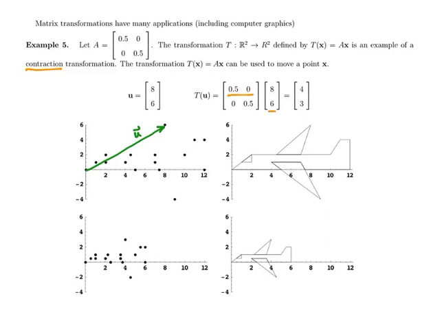And when we multiply by the matrix A, we can think about this as doing our matrix-vector multiplication. 0.5 times 8 plus 0 times 6 will give us 4. And then 0 times 8 plus 0.5 times 6 will give us 3. It's just dividing everything by 2. And this gets us to the vector 4, 3, which we can draw down here. This is T of u.